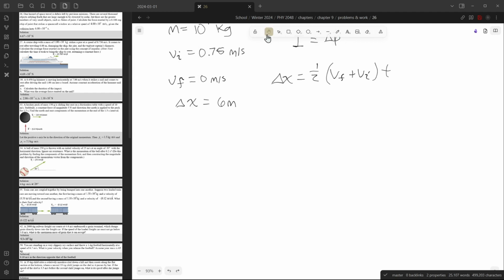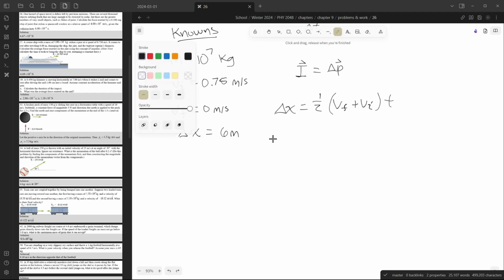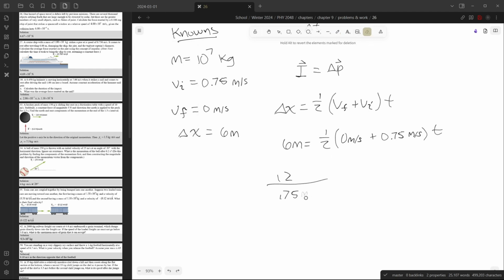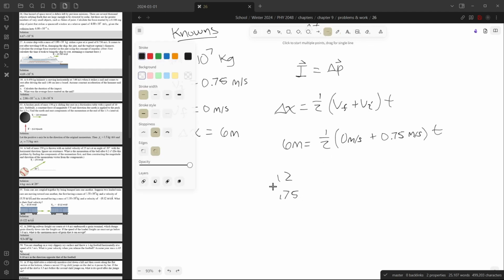So let's plug everything we have into the equation. We know delta x is 6 meters, 1/2. V final is going to be 0 meters per second. And then the initial velocity was 0.75 meters per second. And t is what we're solving for. So it's just 12, I'll drop the units, divided by 0.75, and this should equal t.